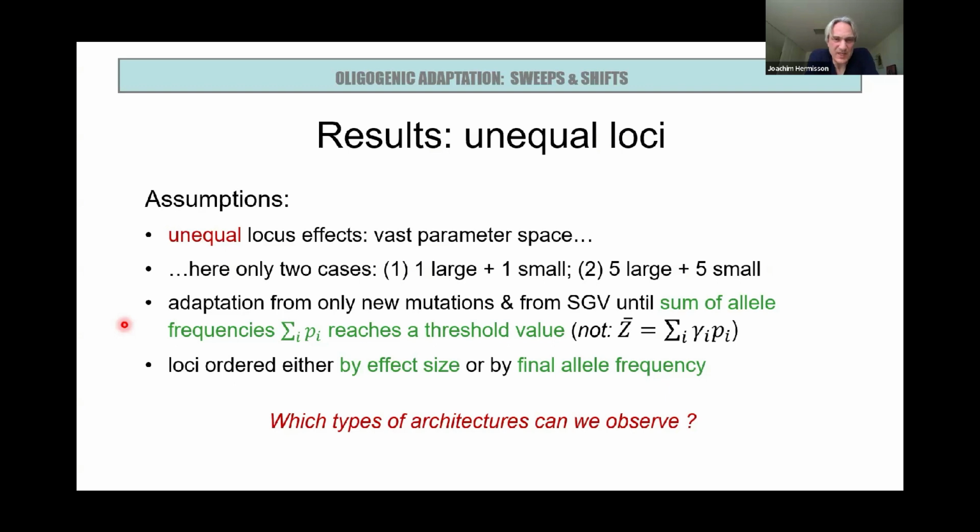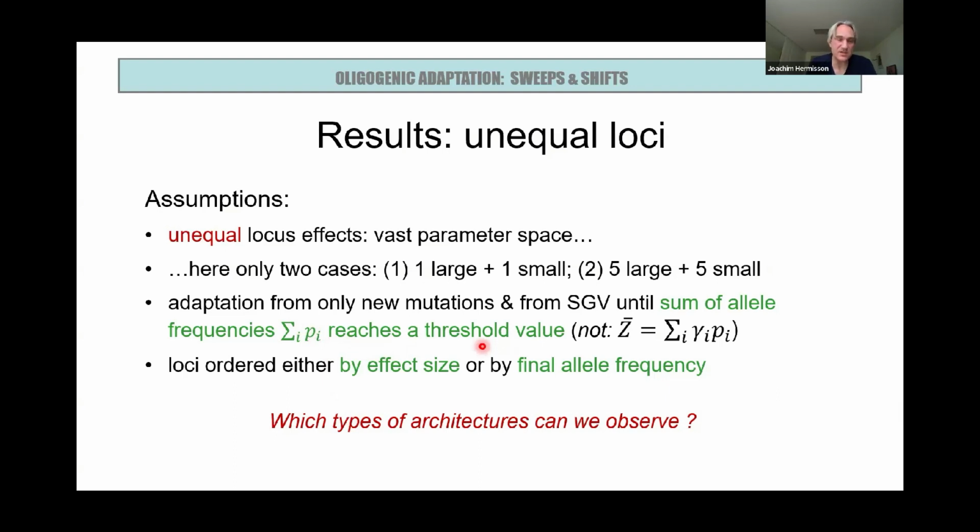And for today, I will only show two cases. One toy model, where we have one large and one small locus, and also a little bit of a toy model where we have 5 large loci and 5 small loci. Good. So just to give you an idea in which direction results change in this case. With adaptation, either only from new mutations or also from the standing genetic variation, until the sum of allele frequencies reaches a threshold value.